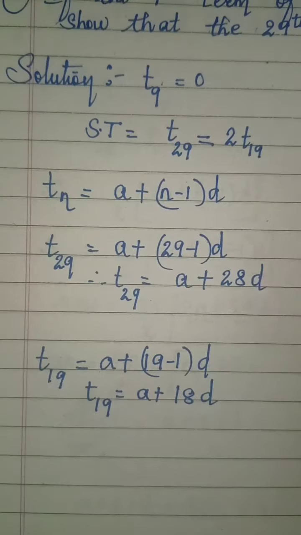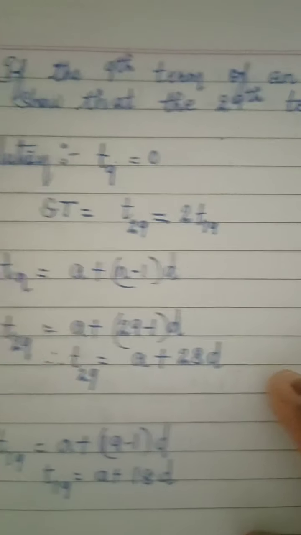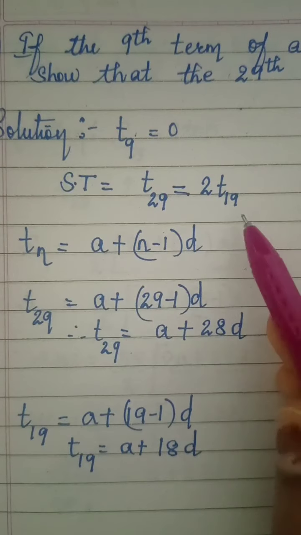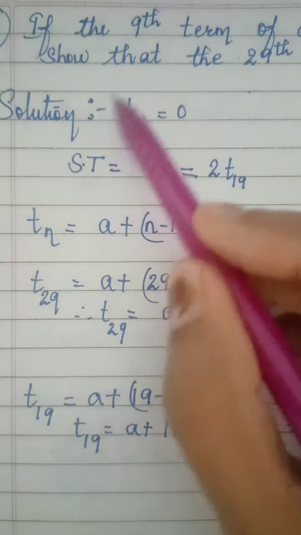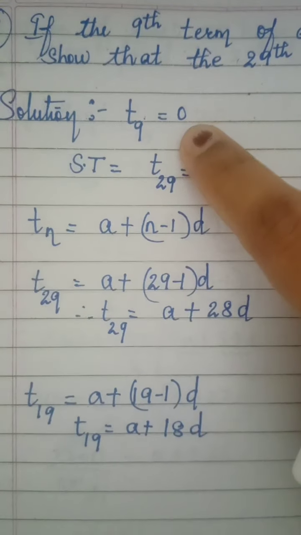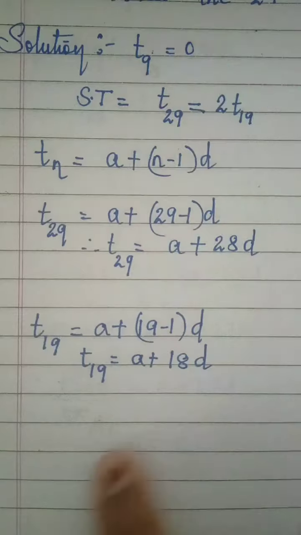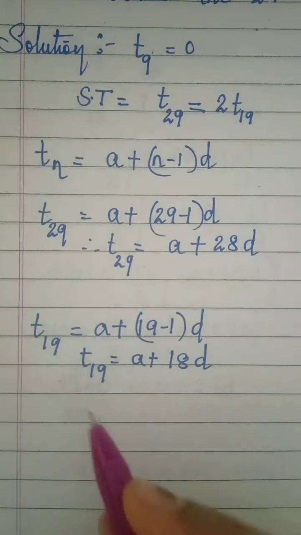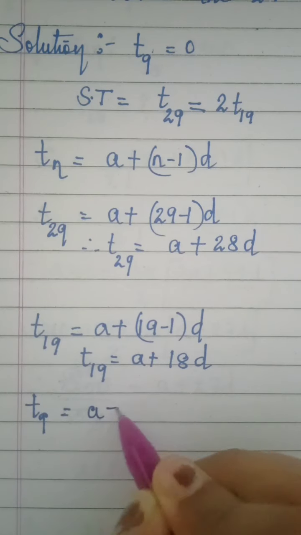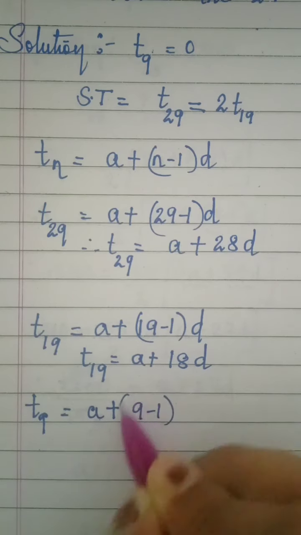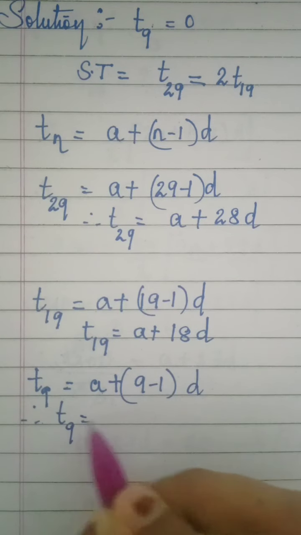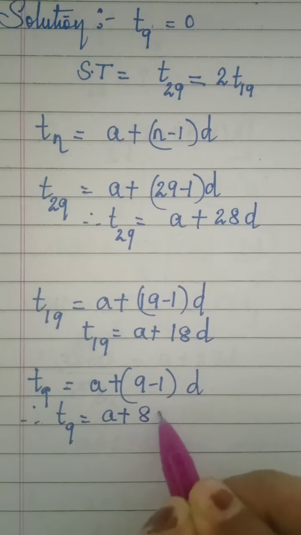Now children, I am trying to form a relation. I want to prove that T29 is equal to 2 times the 19th term. Now one more clue we have. This is the most important clue. What is it? T9 is equal to 0. So using the same formula, let me form something for T9. T9 is equal to A plus 9 minus 1 into D. So T9 is equal to A plus 8D.